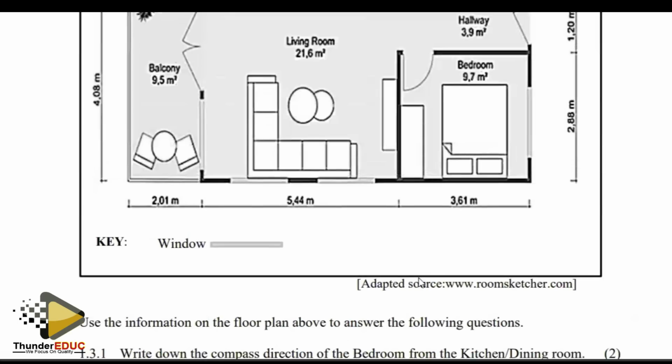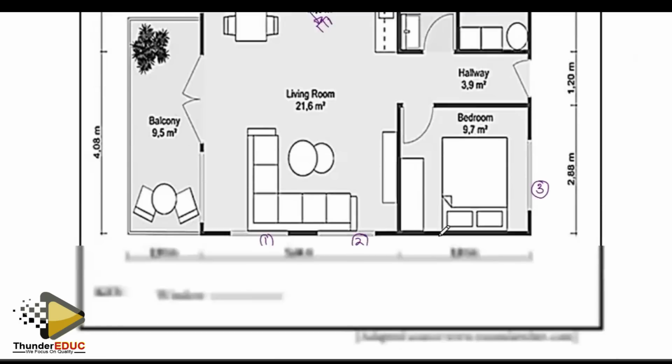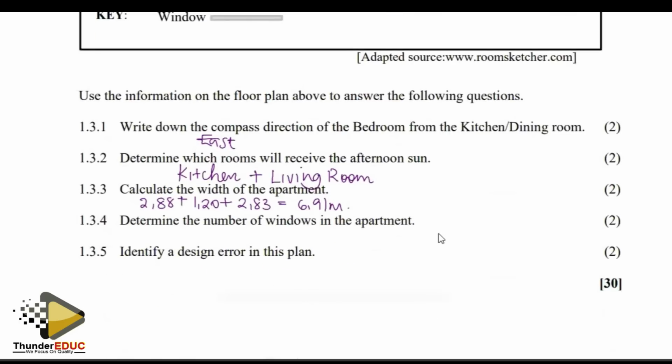Let's count them. We have 1, 2, 3. These are sliding doors, they are not windows. So 3, we have 4. So there are 4 windows. We come down here, we say 4 windows. Identify a design error in the plan.